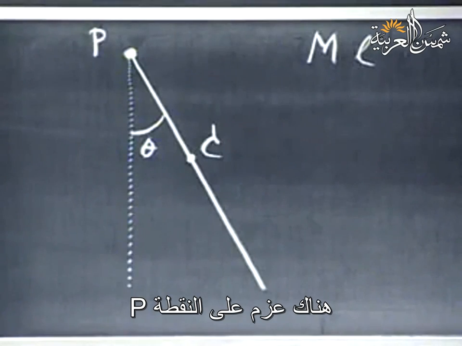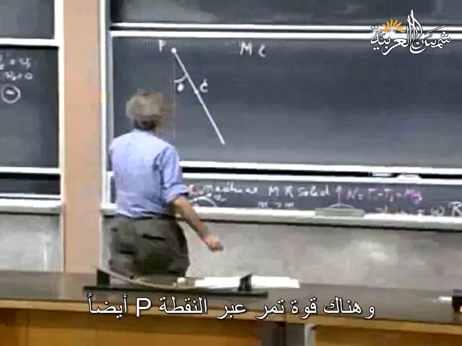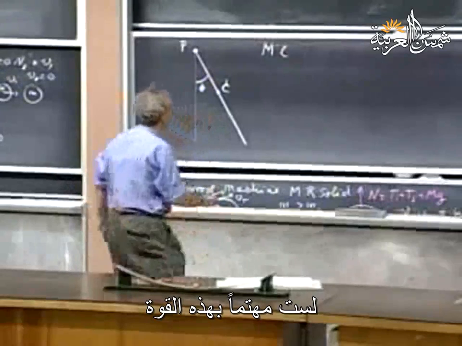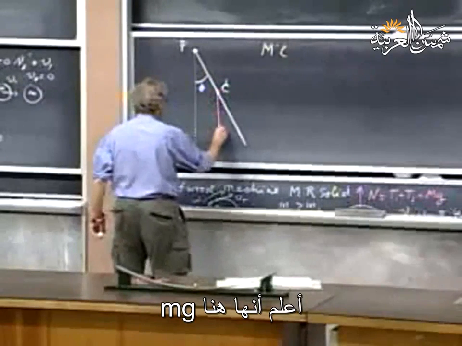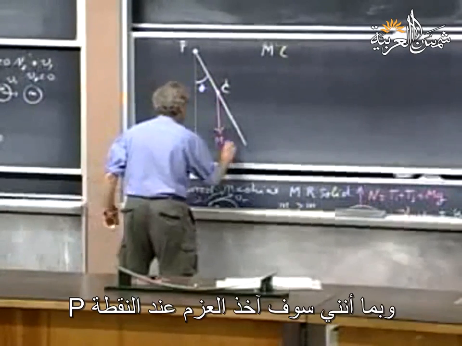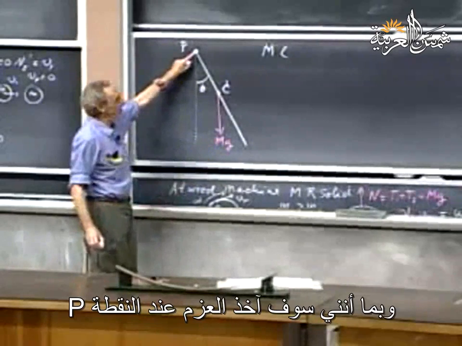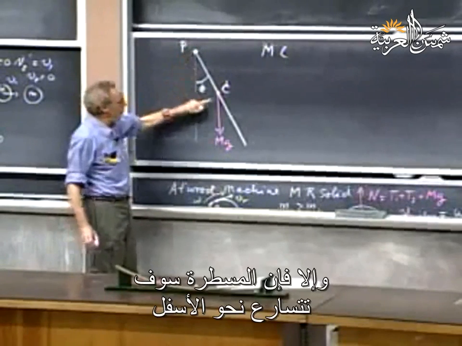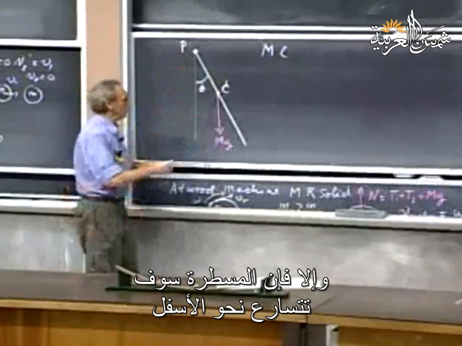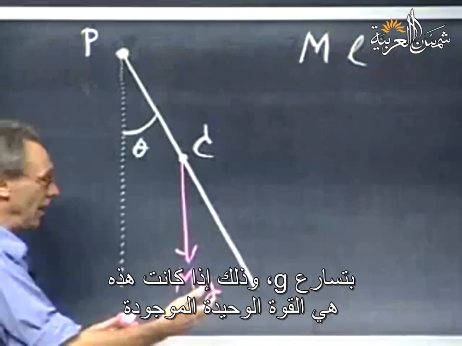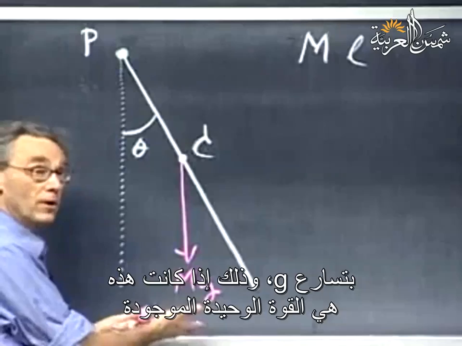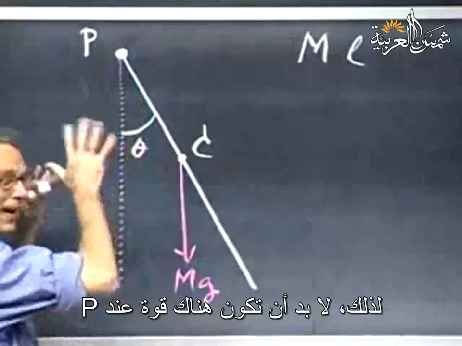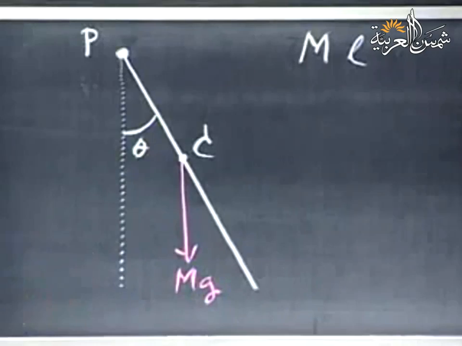There is a torque relative to point P. There is also a force that goes through point P. I'm not even interested in that force. I know there is here mg. Since I'm going to take the torque relative to point P, I don't worry about the force. But there has to be a force through point P. Otherwise, this ruler would be accelerated down with acceleration g, if this were the only force. But we know that's not the case. It's going to swing. So there has to be a force at P. I don't want to know what it is, but there has to be one.